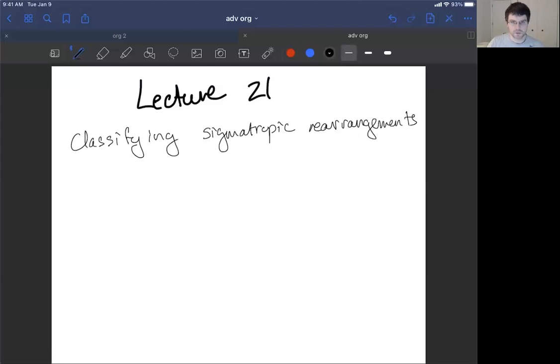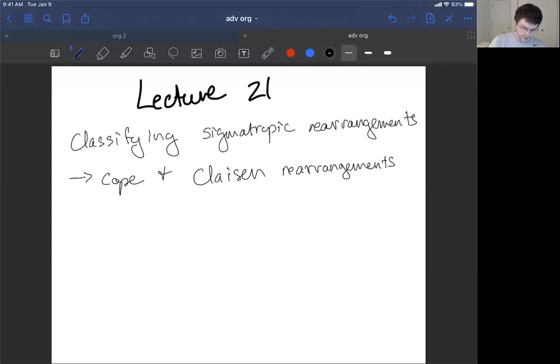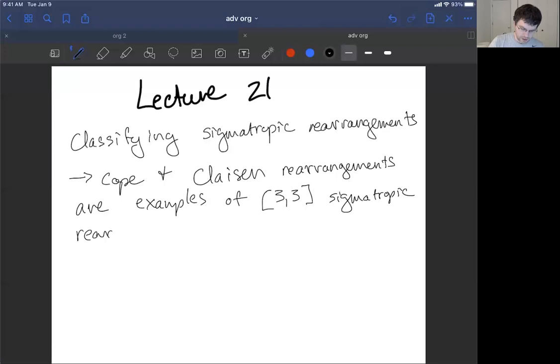Classifying sigmatropic rearrangements. So the Cope and the Claisen reactions are examples. Let me say the Claisen rearrangements. I about said reactions. Are examples of 3,3 sigmatropic rearrangements. 3,3 in brackets, sigmatropic rearrangements.